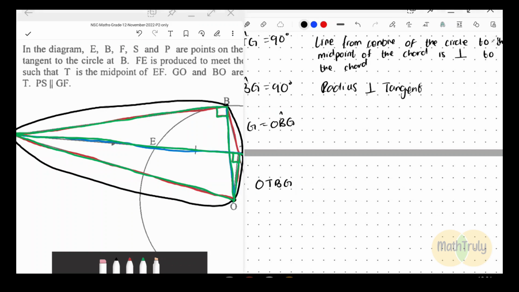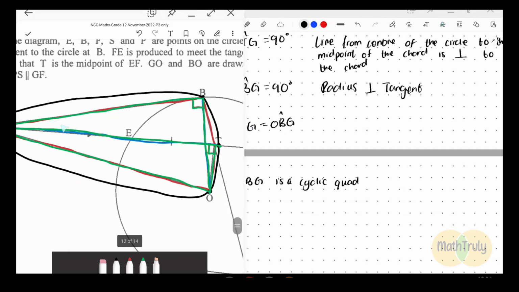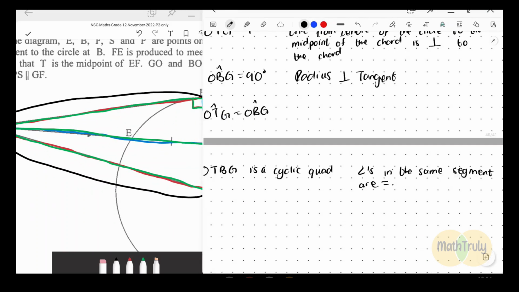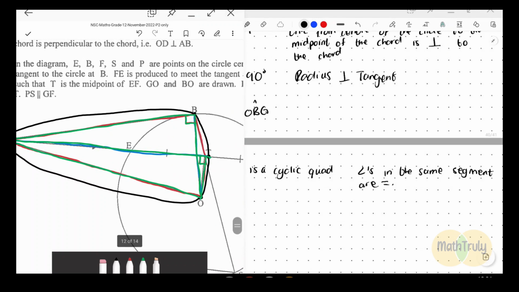and so we can now say therefore OTBG is a cyclic chord. And our reason would be because the angles in the same segment were equal. Okay, so that's how we prove that that is a cyclic chord, the fact that they were both equal to 90 degrees.